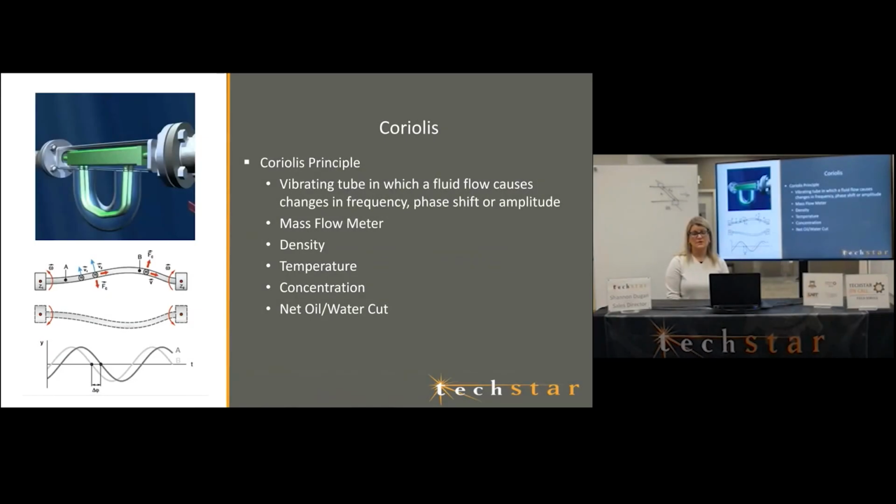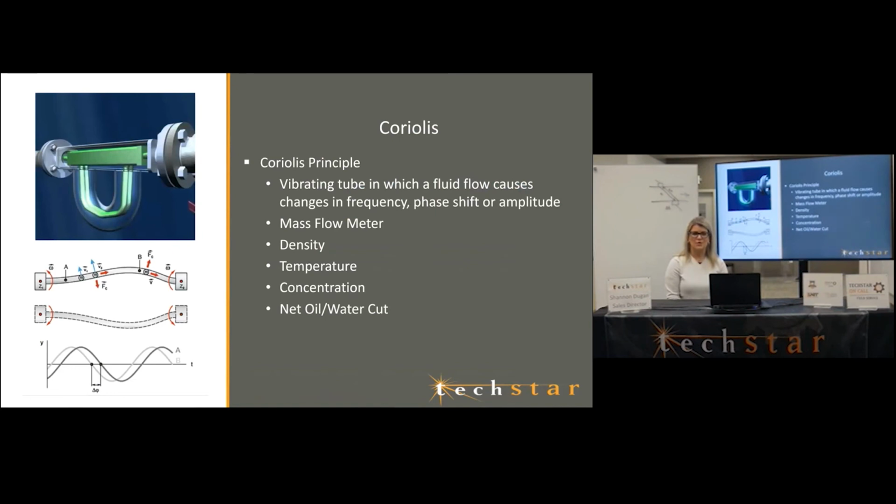Coriolis meters use a vibrating tube, which, when fluid goes through it, causes a deformation or a change in frequency, a phase shift that can be measured. And that is proportional to the amount of mass that's going through it. So ultrasonic is a volumetric flow meter.